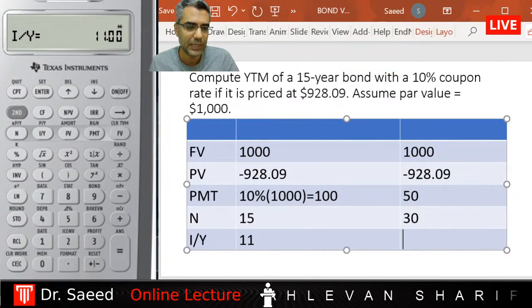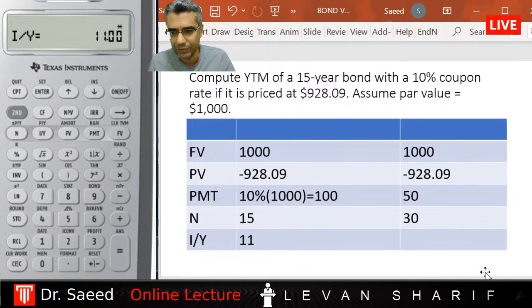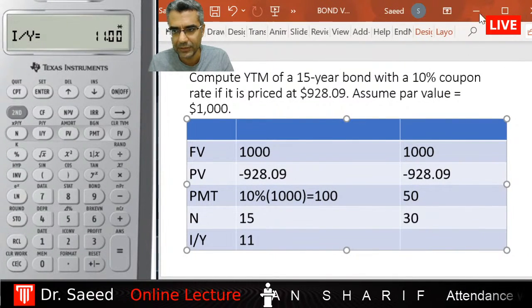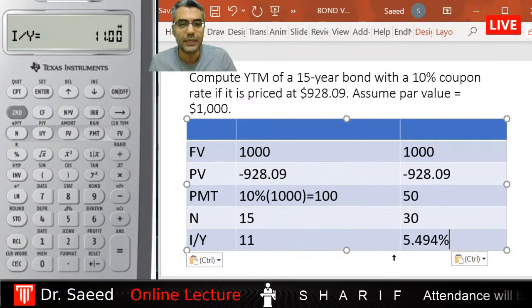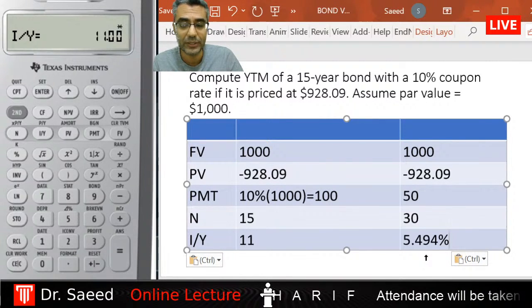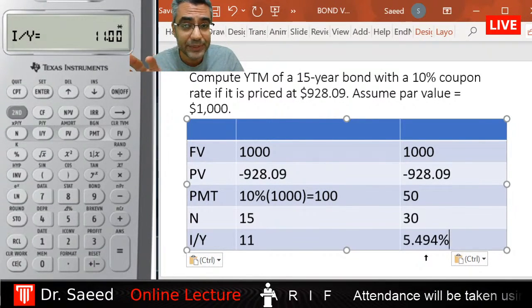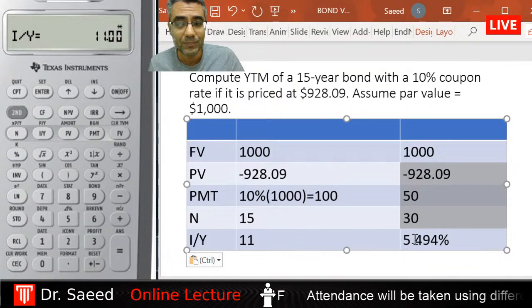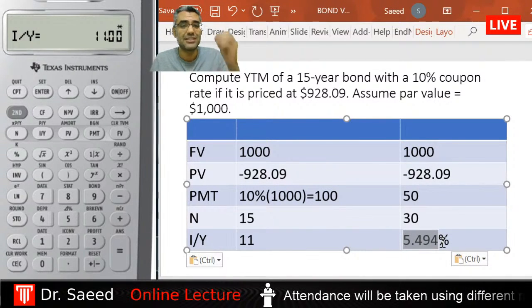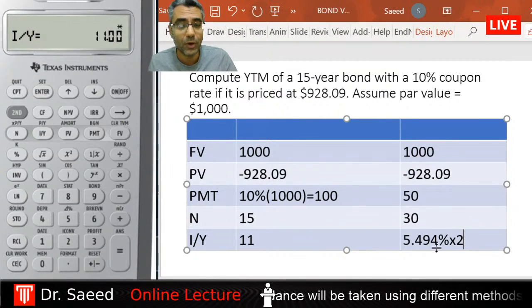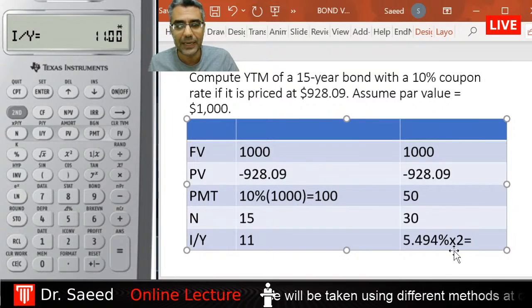So you key in the values, and if you do, I have the answer here. I already computed it before. And if you do the calculation, this is what you get. So around 5% is the answer you will get if you key in this data, right? You entered everything per period, so the answer you get is per period. So all these are for 6 months. But yield to maturity is reported per year. So you need to multiply it by 2, right? To get the yield to maturity.